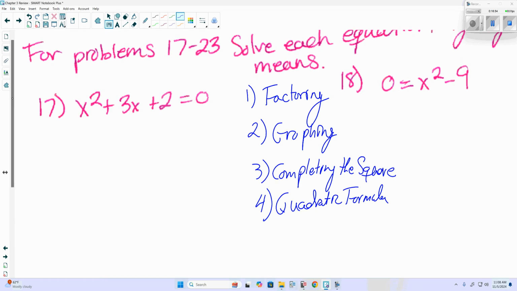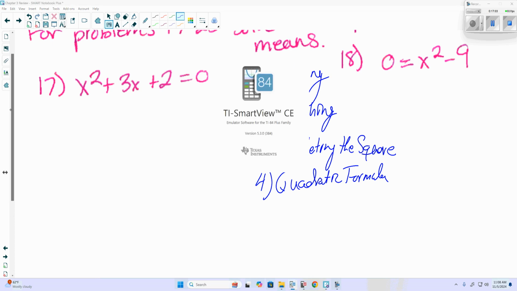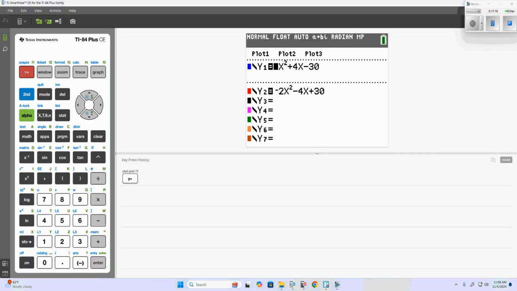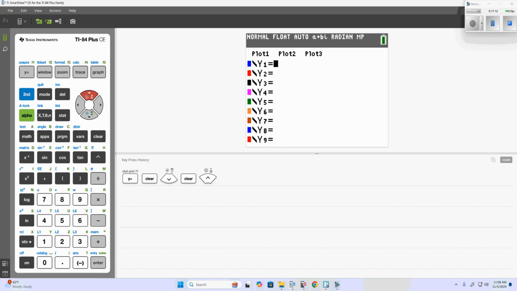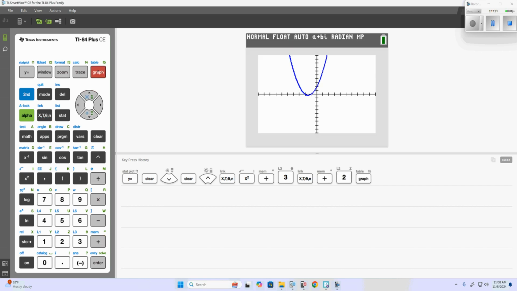So if we look at number 17, it told us to solve it by graphing. Well, first thing I would do is grab the graphing calculator and graph the function. So we can hit y equals first. If there's anything in there, you'll need to clear it out. And we'll type our function in. So x squared plus 3x plus 2. Once we get it typed in, we're going to hit graph.